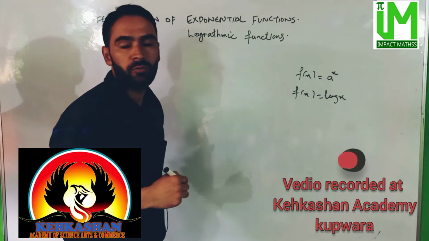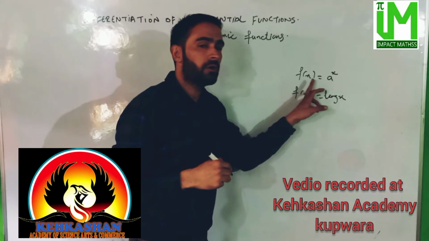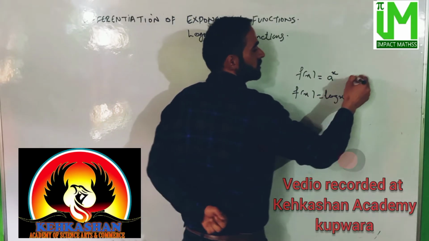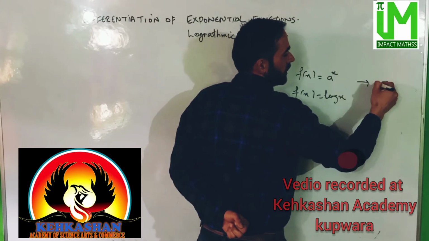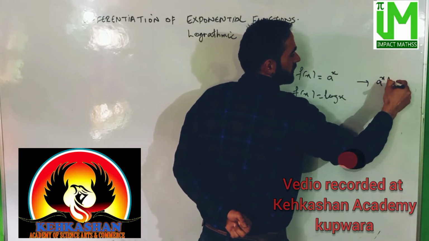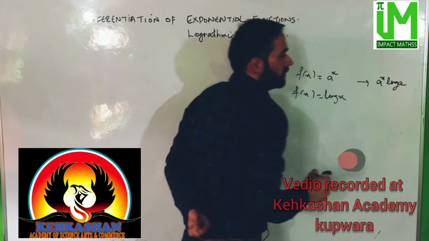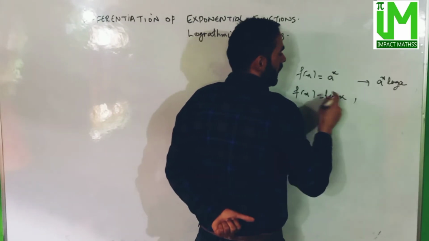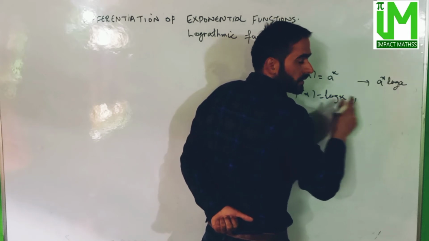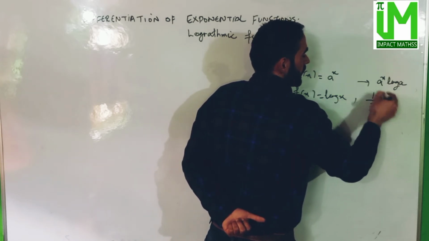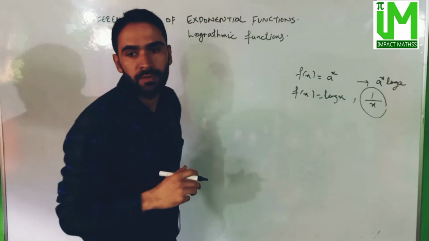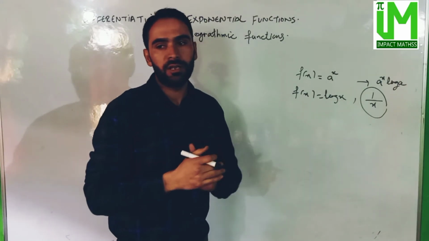We already know what is the derivative of a raised to power x and the derivative of log of x. The derivative of a raised to power x is a raised to power x into log of a, and the differentiation of log x is 1 by x. So this result is already known. We know the derivatives of the exponential function as well as the logarithmic function.